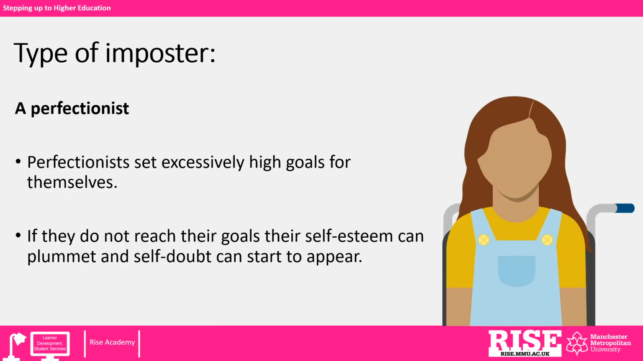Isabella is a perfectionist. Perfectionists set excessively high goals for themselves. If they do not reach their goals, their self-esteem can plummet and self-doubt can start to appear.